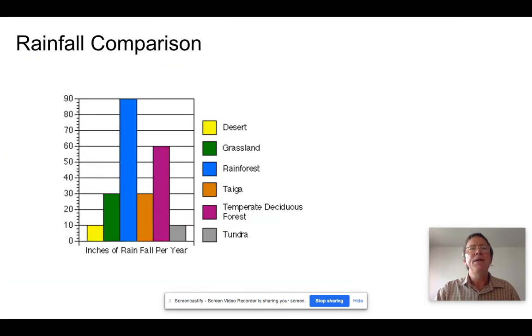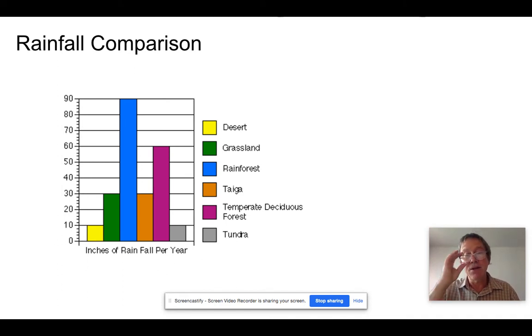Now, rainfall comparison is something that we should take into account because rainfall is one of the main abiotic factors that affect biomes. So here we see how many inches of rain we have per year, and we're just doing a bar graph showing, and this is inches.